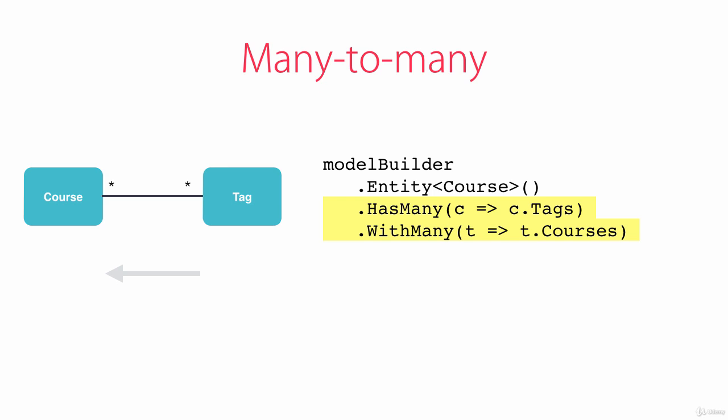Remember earlier we had an intermediary table called tag courses, and I told you a better name would be course tags. So to override that, we can call the map method here, and this method takes a lambda expression that takes a mapping object. This mapping object has a method called toTable, which specifies the name of the intermediary table. Again, this is another configuration that you cannot achieve with data annotations.